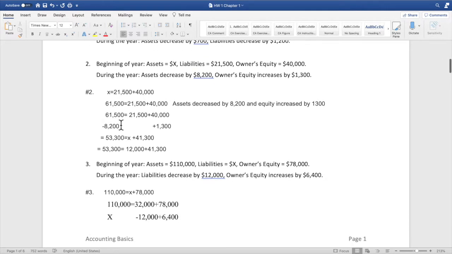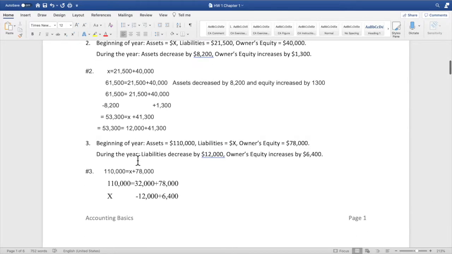So if during the year assets decreased by $8,200 and owner's equity increased by $1,300, we subtract this from the assets, the $8,200, and we add this to the owner's equity, the $1,300, and we get assets of $53,300 and owner's equity of $41,300. When we subtract the $41,300 from the assets, we find out that our liabilities equal $12,000.